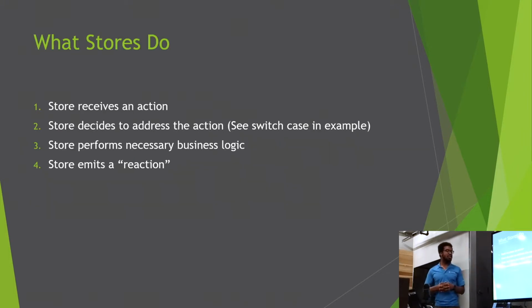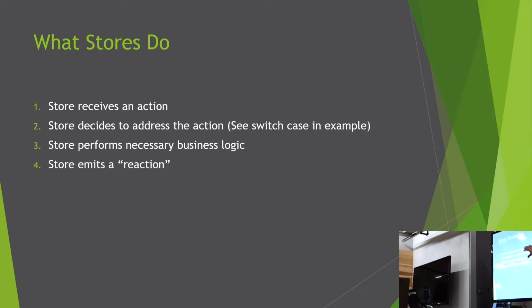So what stores do. This is just a step-by-step of what happens in a store. A store will receive an action. The dispatcher is going to hand it over. Once it receives that action, it determines whether or not it needs to do any work. So you can have multiple stores, and you can relate those stores based on what your application is doing. For example, you may have a store for login, and you may have another store that's responsible for a caching service, something that's saving data.